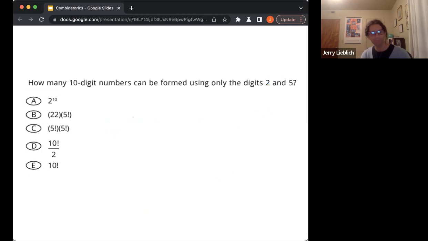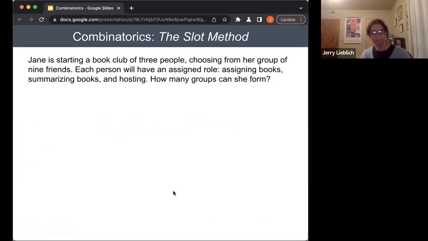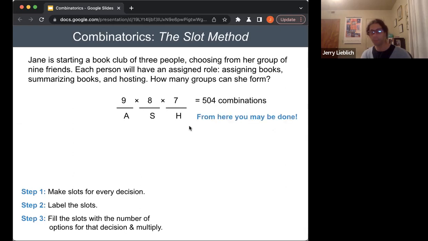Okay, so let's make things a little bit more complicated. So far, the only thing we've had to pay attention to is how many slots and what numbers go in the slots. But let's return to this problem here with Jane's book club, right? We saw the way we did this was we made slots for each decision, we labeled them, put in the number of choices for each, multiplied, and that was it. But in this case, each of these slots is different.